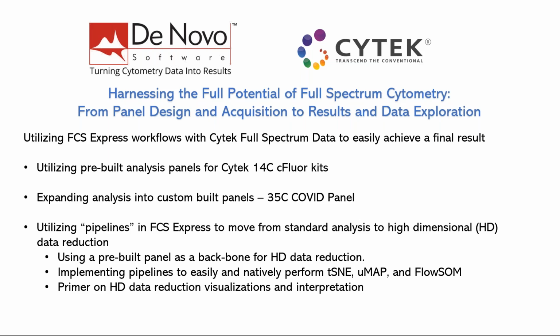And we're also going to come back and discuss utilizing pipelines in FCS Express to help move from a standard type of analysis, say two-dimensional plots looking at parameter 1 versus parameter 2, to this high-dimensional data reduction, getting into using algorithms like uMAP and FlowSOM. But really, I think one of the important things you're going to see today is that utilizing a pre-built panel is a really great way to serve as a backbone for high-dimensional data reduction. And again, implementing the pipelines in FCS Express to arrive at uMAP and FlowSOM, it's very easy, but it's made easier by having that standard analysis to fall back on to help you identify and name and work with the phenotypes of interest. And we're going to come back around and also show you in FCS Express how to utilize some of the high-dimensional data reduction visualizations and how to interpret them.